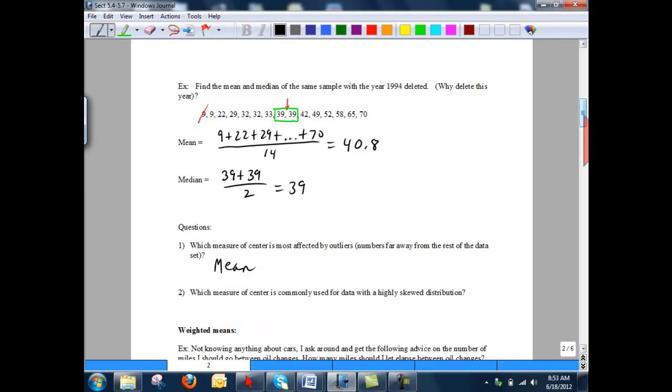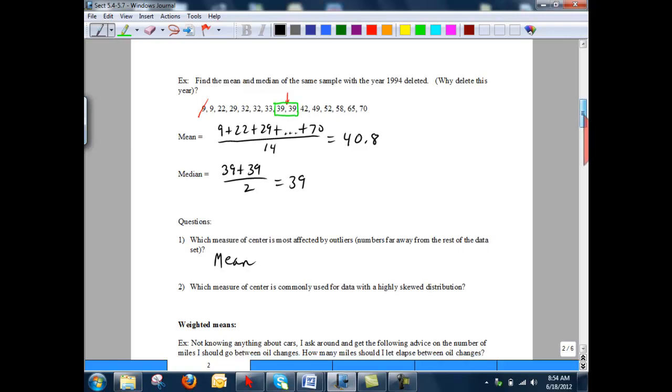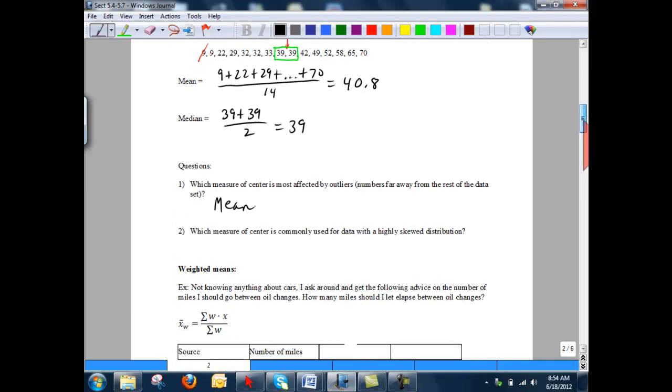We discussed before that you have a decision about whether to retain or throw out outliers. One of the reasons that's an important decision is that it really affects how the mean is going to turn out. And so, which measure of center is commonly used for data with a highly skewed distribution? For example, we did income last lecture, and the distribution was very highly right skewed.